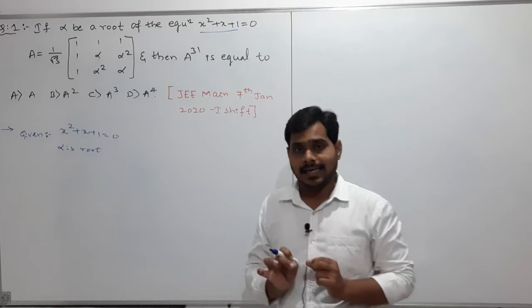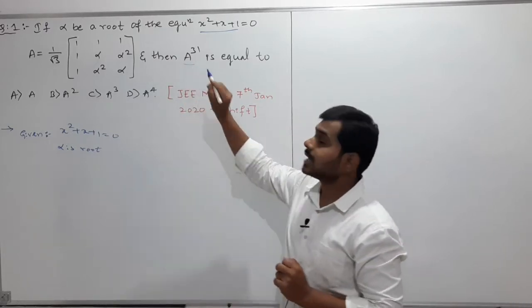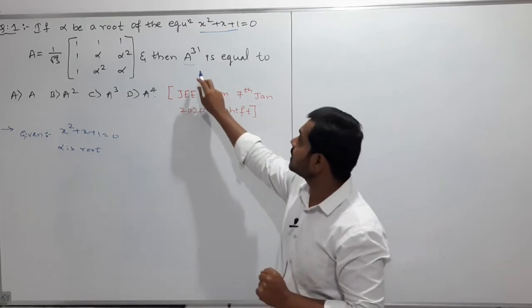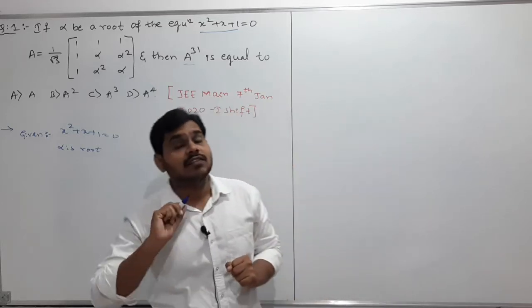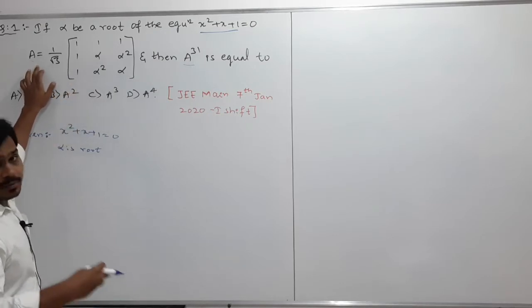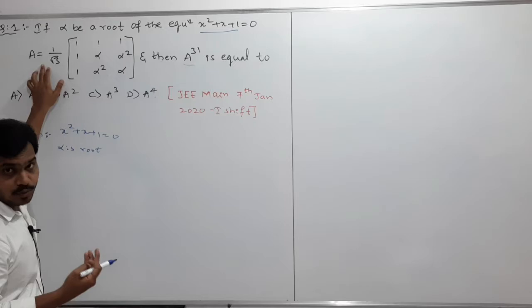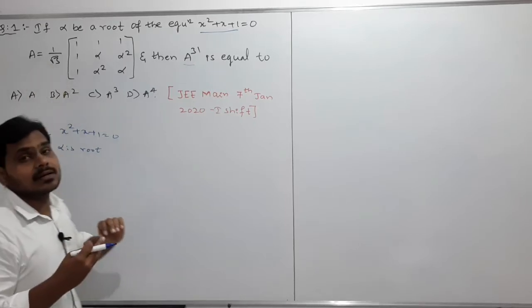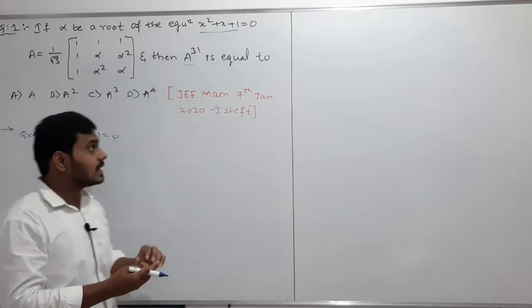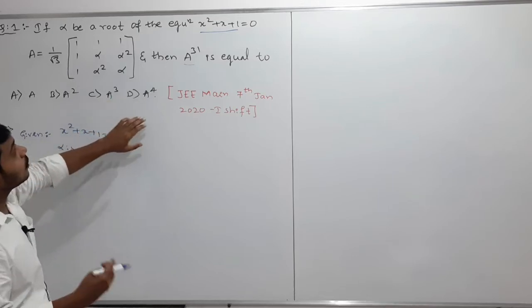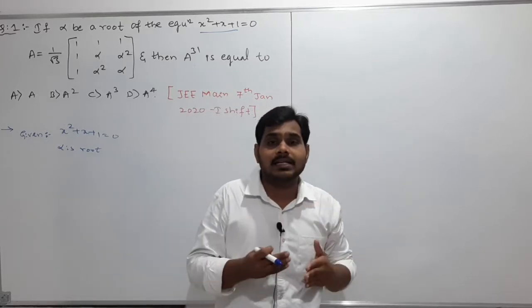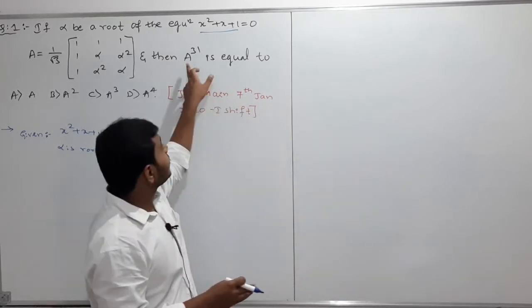Clear? So in this question, clearly understand the meaning: you should calculate the value of A to the power 31. To calculate A to the power 31, first of all I'll try to see whether by doing A square, or A cube, or A to the power 4, I get an identity matrix or not. Why should I check? Because if I get an identity matrix, then by using that I can easily calculate the value of A to the power 31, isn't it?